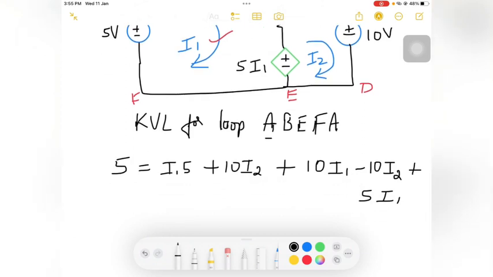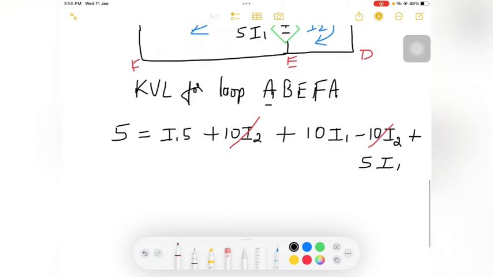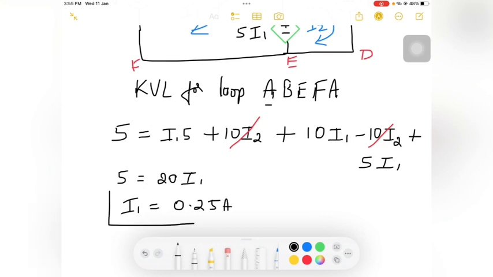If I simplify this, minus 10 I2 plus 10 I2 gets cancelled. So left out is 10 I1 plus 5 I1, 15 I1, plus 5, that is 20 I1. So 5 is equal to 20 I1. Hence I1 is equal to 0.25 amps. So this is the loop current, that is I1.